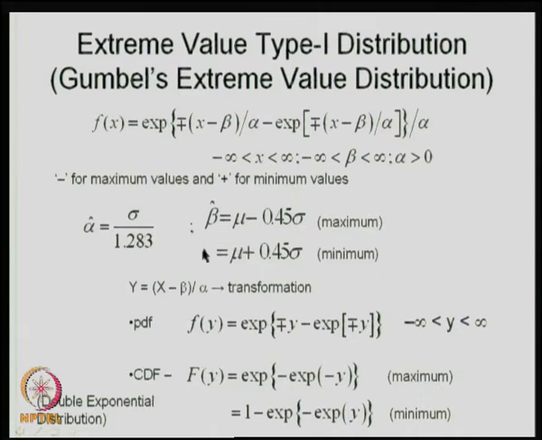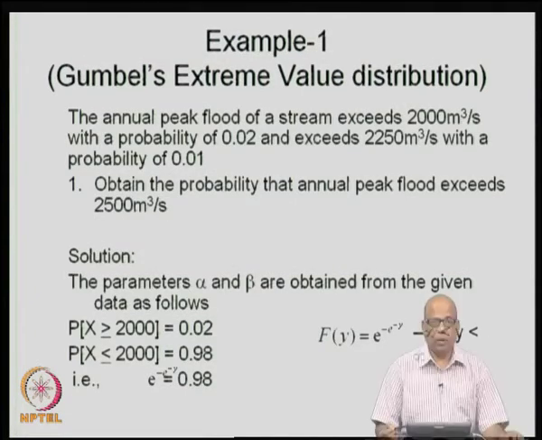So, when we consider the CDF, you get F of y equal to exponential of minus exponential of minus y. This is a convenient form to use for maximum values, and for the minimum values it comes out to be 1 minus exponential of minus exponential of y. As you can see, it can be written as e to the power minus e to the power minus y. So, this is called a double exponential distribution. When we use the transformation y equal to x minus beta over alpha, the CDF comes out in an elegant form, e to the power minus e to the power minus y, for the maximum values. Let us consider an example now for the Gumbel's extreme value distribution.